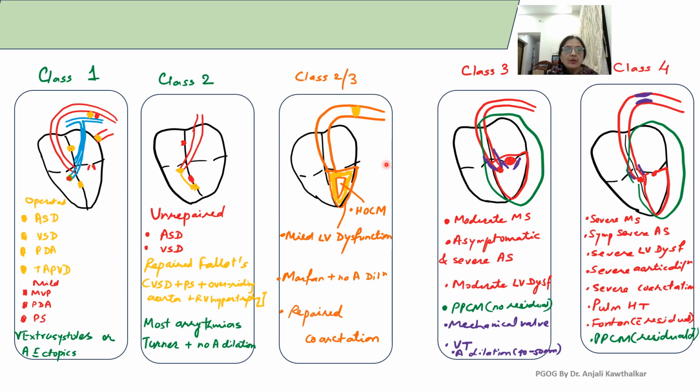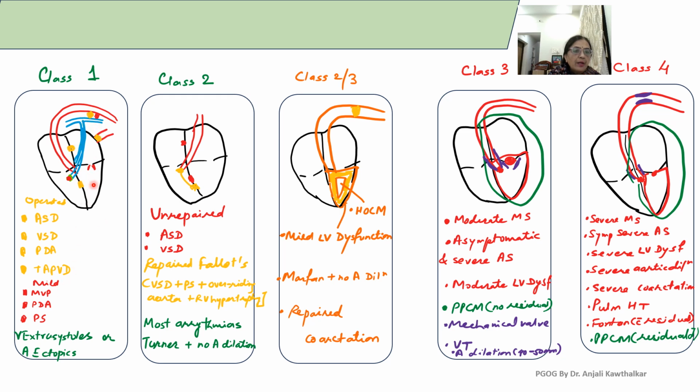Again, diagrammatically, to repeat the same thing, because I want to make the classification as easy as possible for you to memorize and reproduce. So class 1 is the yellow area, which I have shown here, where it is the operated ASD, operated VSD. Here it is the operated patent ductus arteriosus, and this is the operated total anomalous pulmonary venous drainage. So 1, 2, 3, 4. All these yellow areas are operated.